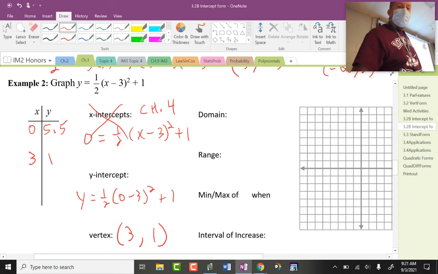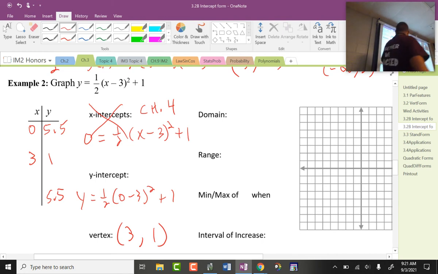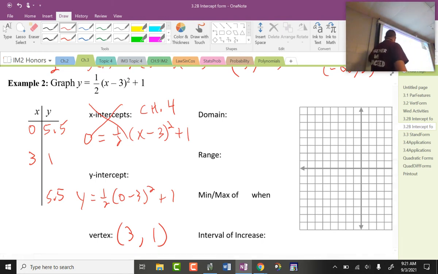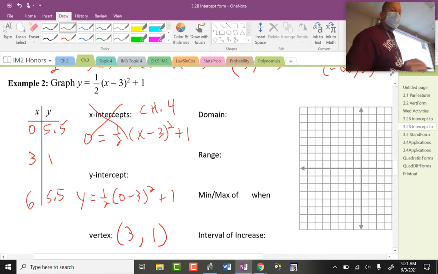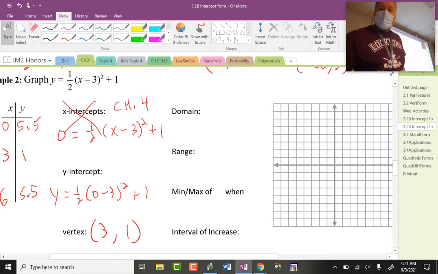Guess what? What else has 5.5 as a y coordinate? Anyone know? Yes, 6. So this is what I mean about if you were forced to do a chart of values, use symmetry. Okay, and then I could start graphing this. 3, 1. Then 0, 5.5, and 6, 5.5. And then I'll show you how you can cheat and get another set of coordinates.